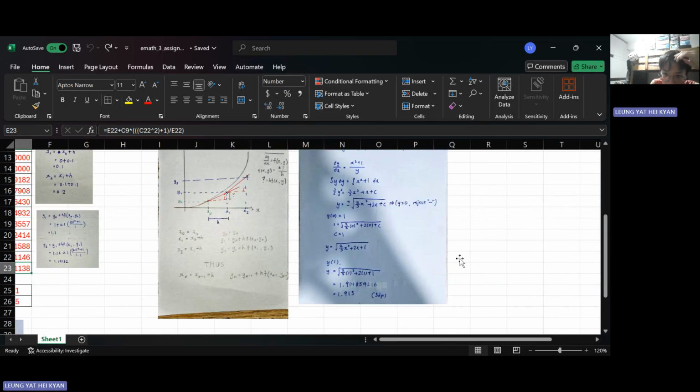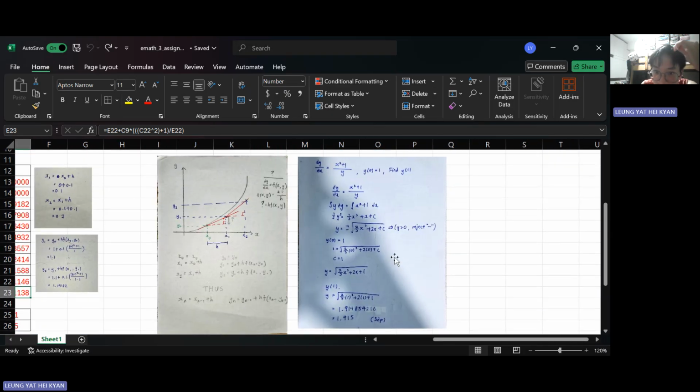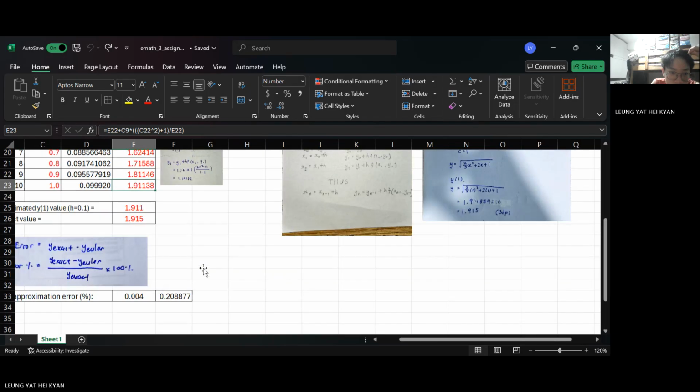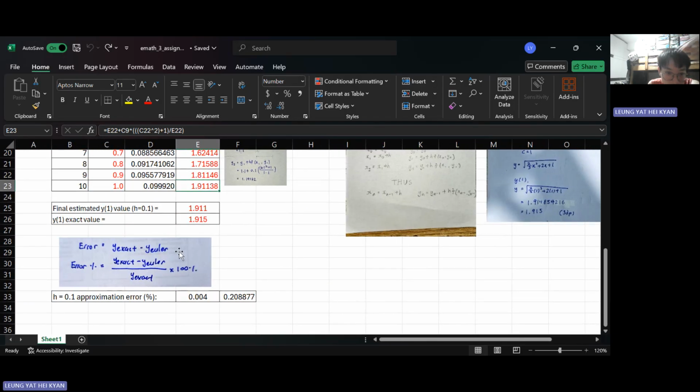Now comparing that to our general solution method, using integration, we will get an exact value of 1.915 to 3 decimal places. And now to find our approximation error, using these two formulas here, the first one is to find the error itself, and the second one is to find the percentage. I will get 0.004 and 0.209 to 3 decimal places.